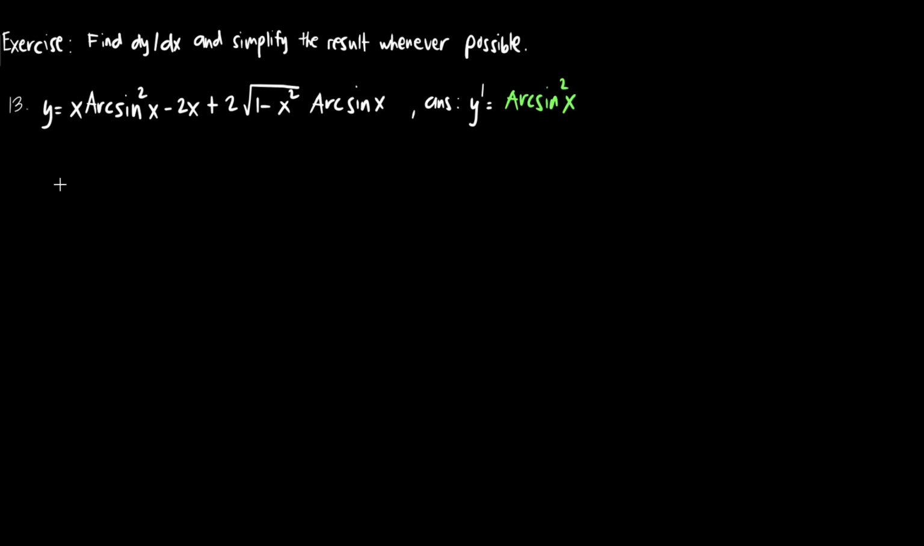So for number 13, find dy over dx and simplify the result. y is equal to arcsine squared x minus 2x plus 2 square root of 1 minus x squared multiplied by arcsine of x.